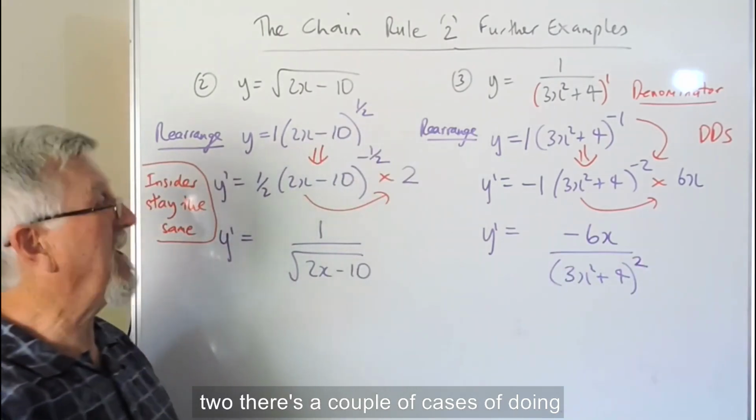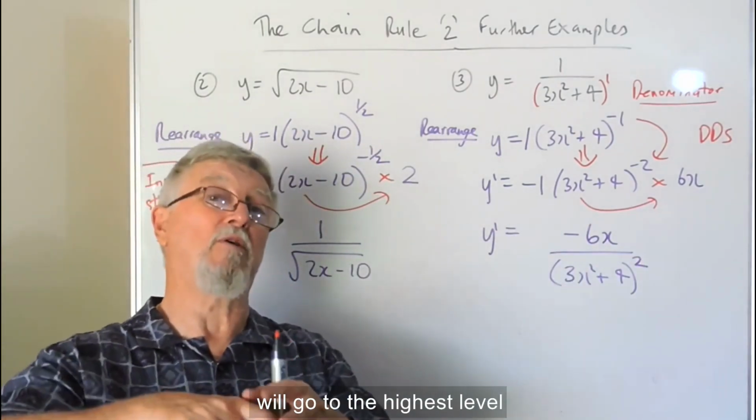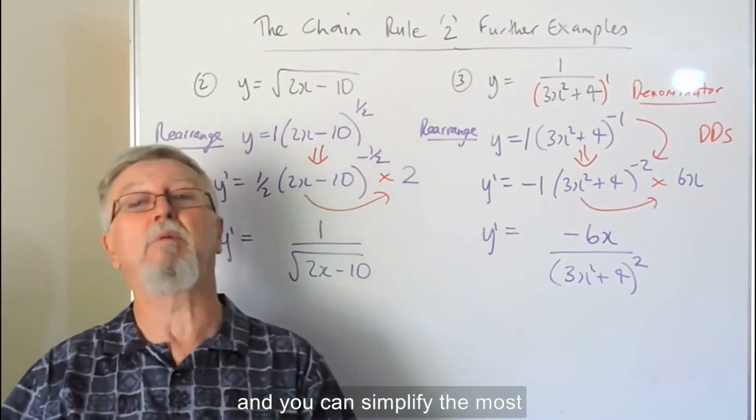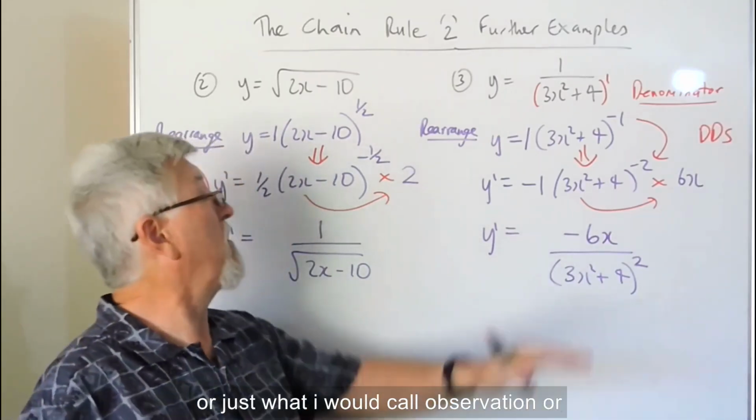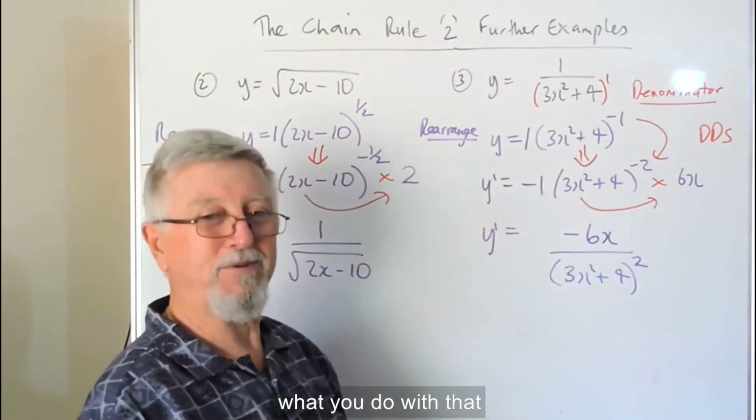And there's a couple of cases of doing the chain rule without writing the chain rule down. This will go to the highest level, and you can simplify the most complicated questions in spec by just what I would call observation, or writing down the obvious patterns of what you do with that.